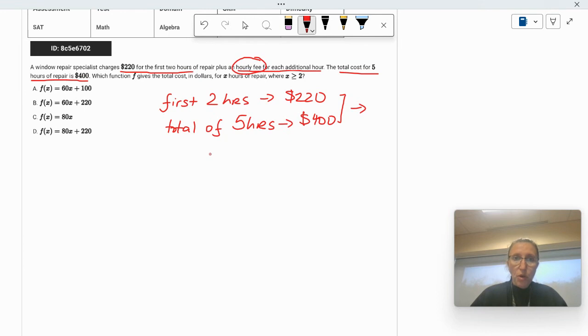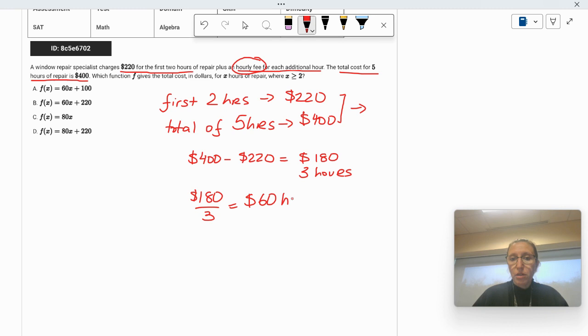Well, I will get that information over here, and I'm going to see what are we paying per hour after the first 2 hours. So from the total of $400, I'm going to subtract the 220 that covered the first 2 hours, and I'm going to be left with $180 for 3 hours, right? That's what's left. Now, $180 for 3 hours, divided by 3, will give me $60 per hour, right? That is my hourly fee.